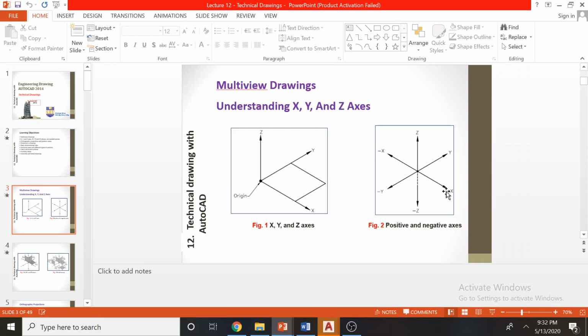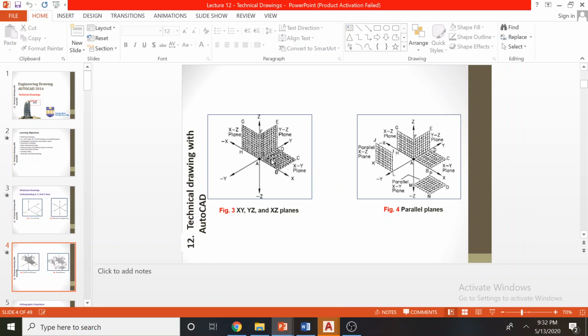So we have x and y and z, and we have the minus directions also, minus x, minus y, minus z. And from these xyz axes we can generate xy, yz and xz planes. So we have three basic planes, and these three planes are going to be used in our drawings. This is more or less your top view, this is the right view, and this is the front view.